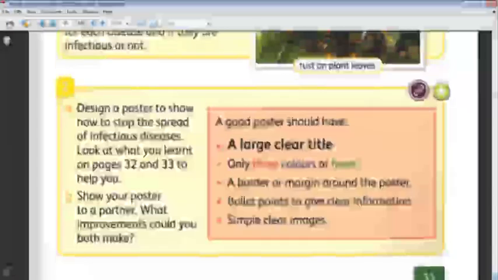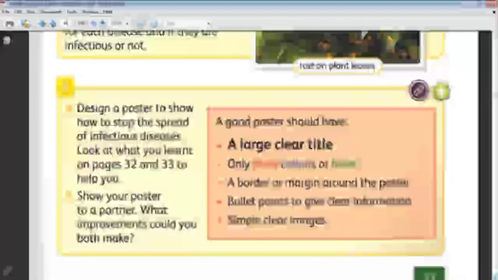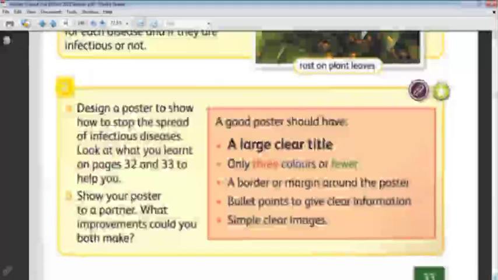Here he is asking me to design a poster to show how to stop the spread of infectious disease. Can you tell me how to stop the spread of infectious diseases?